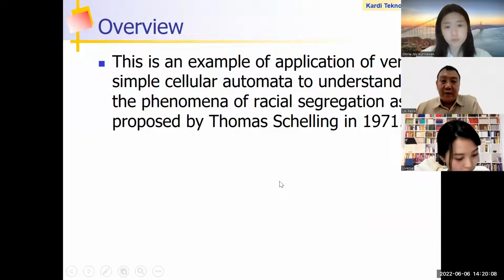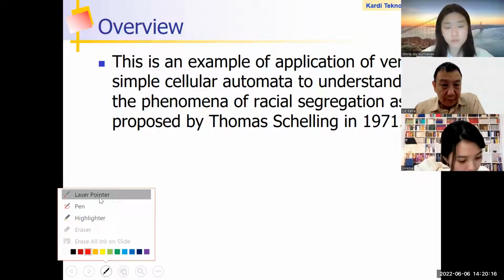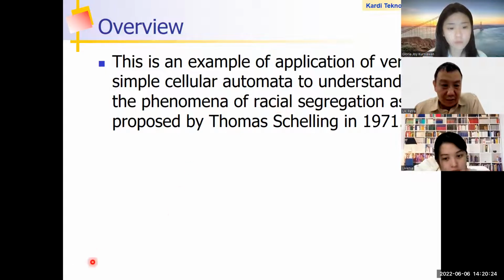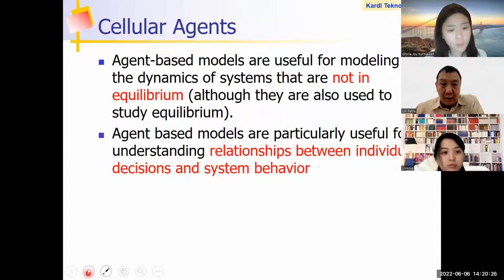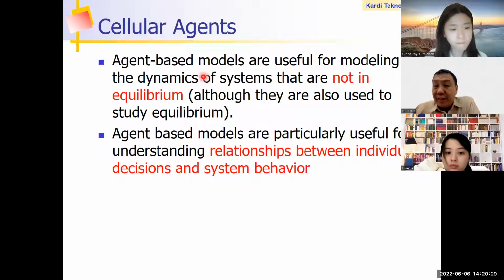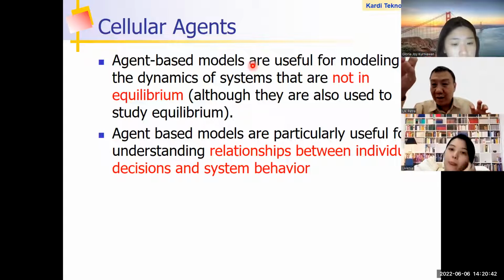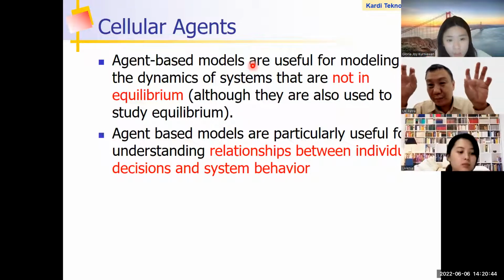Okay, so this is a very simple application. And before Wolfram, this was in 1971, using simple cellular automata to understand the phenomenon of racial segregation. So it's a kind of agent-based model, right? Now you divide the CA into two classes, actually three colors in that case, because you have the background color, and then you have agent 1 and agent 2. You have two-color agents.